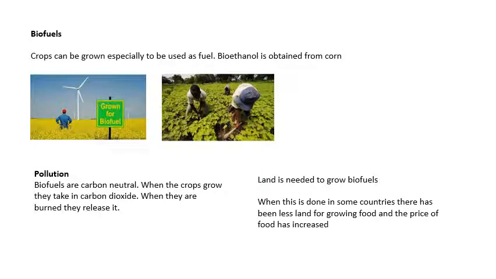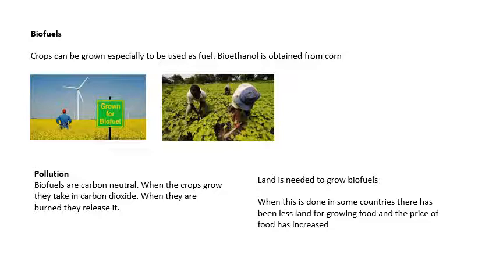Biofuels. Now, you can grow crops, especially to be used as fuel. If you grow lots and lots of corn, you can get bioethanol from it, which is basically petrol. Okay, so pollution. Now, when you burn a fuel, yes, it produces carbon dioxide, but we say that these crops are carbon neutral because when the crops grow, they take in carbon dioxide. When you burn them, they give out just as much carbon dioxide. So on the whole, they don't produce more carbon dioxide.